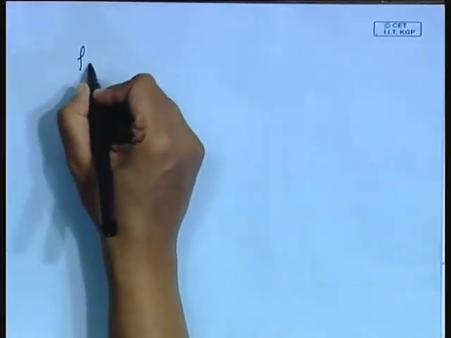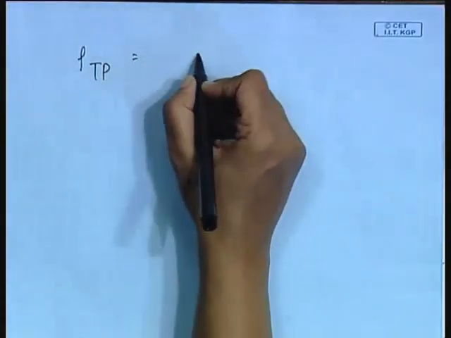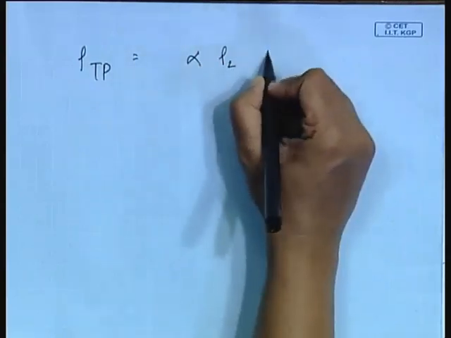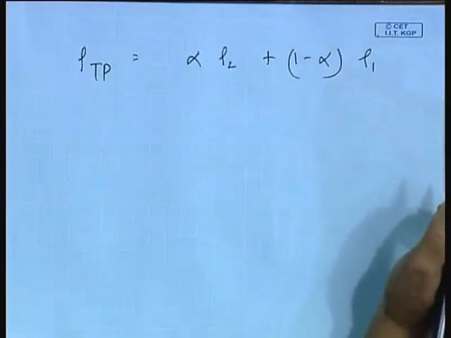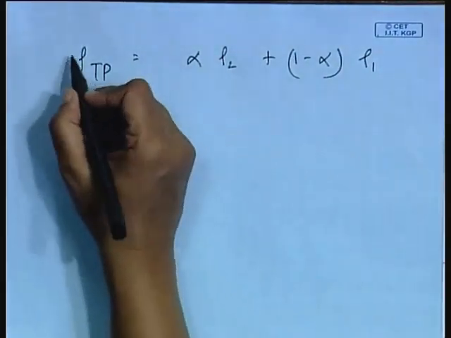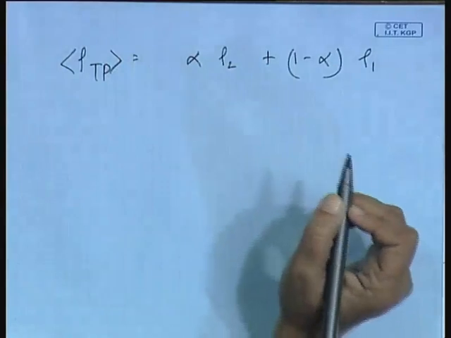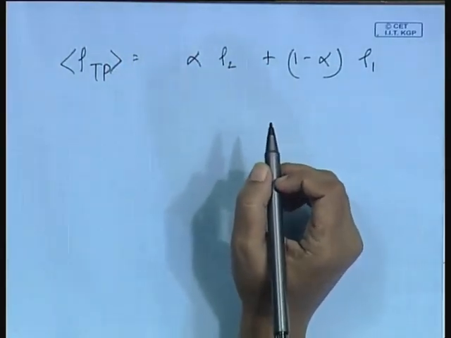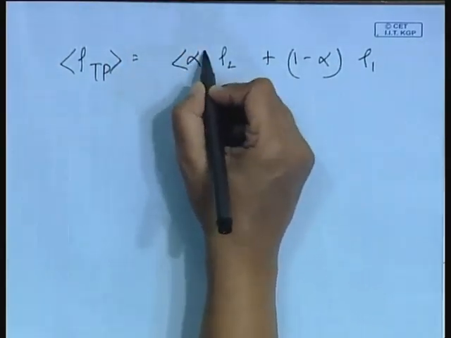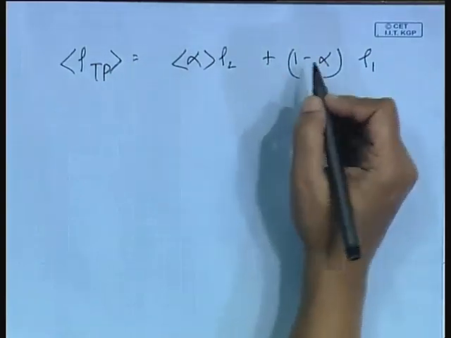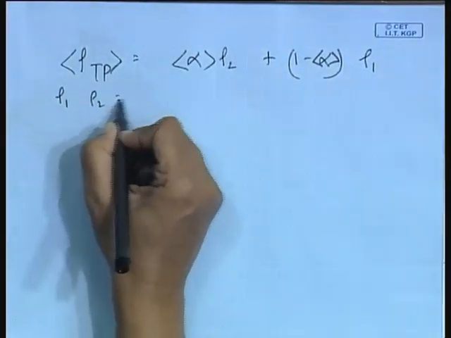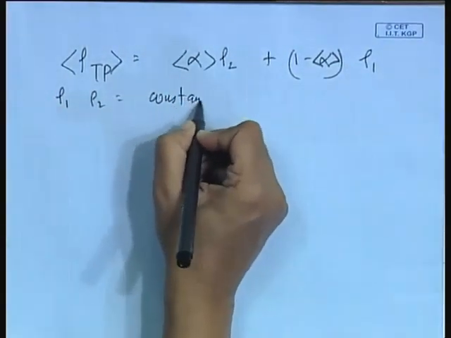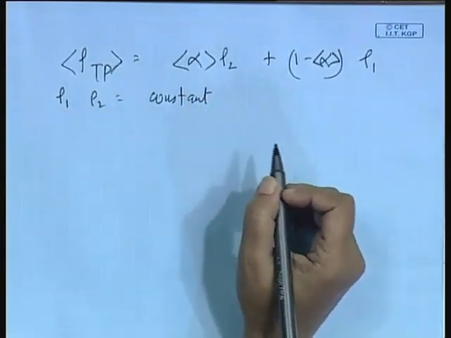So, suppose I get it for rho Tp, what was it? This was alpha rho 2 plus 1 minus alpha rho 1, isn't it? Now, for this particular case, it is the mixture density averaged over the entire cross section. This will be alpha rho 2 plus 1 minus alpha into rho 1, where we assume that rho 1 and rho 2 are constant, they do not vary over the cross section.